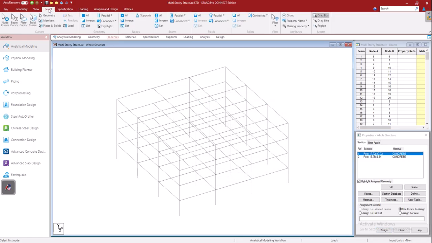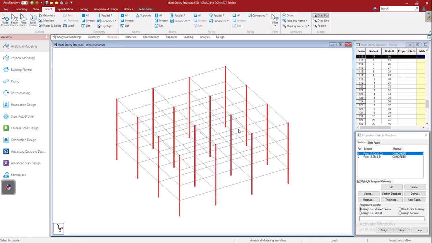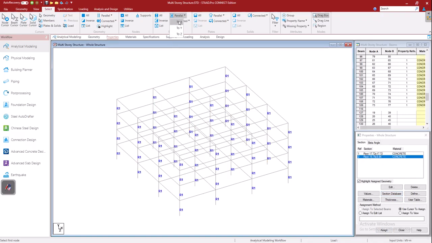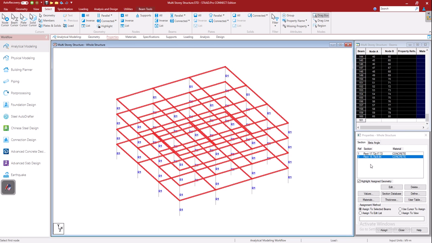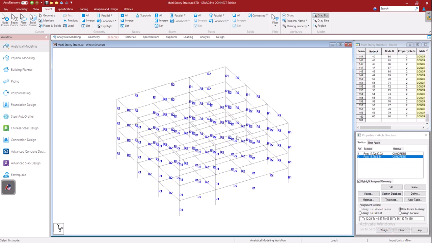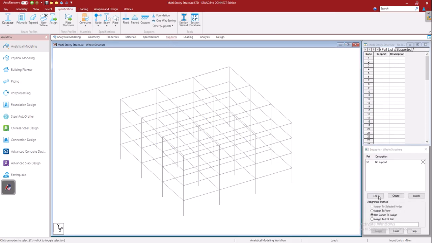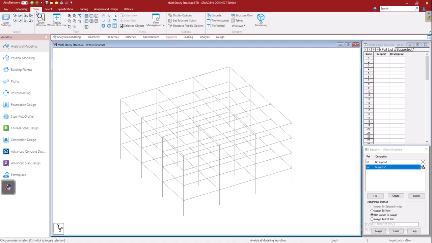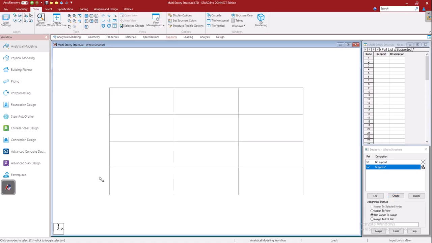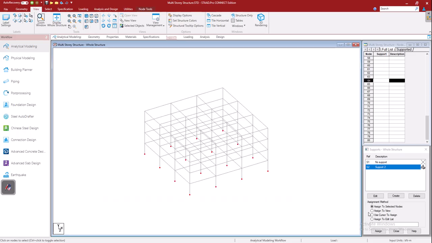So 0.45 is for a column. I'm going to select the parallel directions and assign it, and here I'm going to assign the beam dimensions, and then I will go to the supports directly, creating the support of a fixed end condition. It is easy if you take a front view, so that I can select all the supports at a time and assign to the selected nodes, and then I am going to assign a fixed end support.